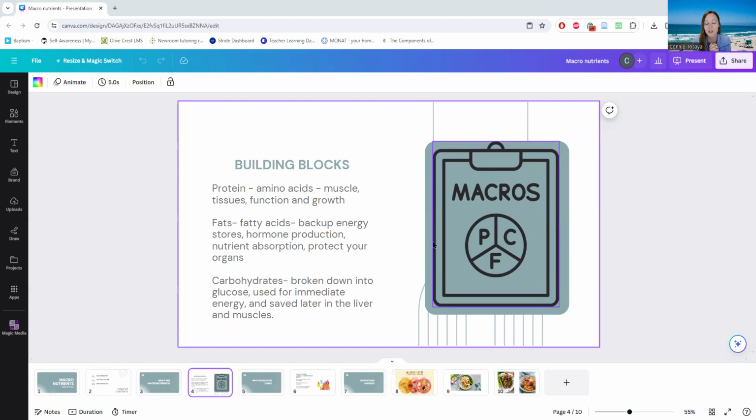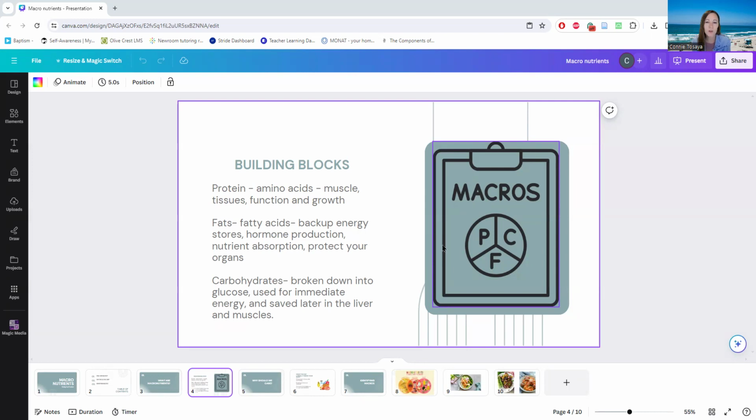Back to fats. So fats, when you consume them, are broken down into fatty acids. That's the building block. That's the individual Lego. And then those building blocks are used as a backup energy source. And so if you do not have enough carbohydrates for energy, then your body will start to use fat stores for energy. Fats are super important in hormone production, nutrient absorption, and they protect your organs.